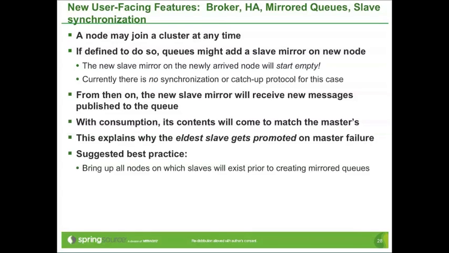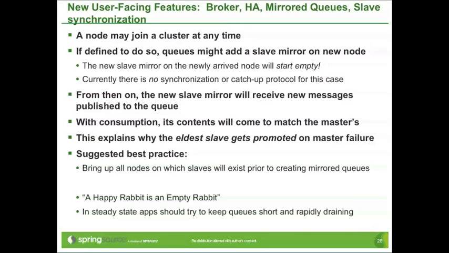So the suggested best practice, if you're going to create mirrored queues, is to bring up all the nodes where you plan to have slaves exist prior to creating them. That way you don't have the problem where the master is way ahead of a newly arrived slave. And again, publisher confirms and transactions will give you a clear, unambiguous indication at the producer side that your message safely got everywhere it was supposed to.